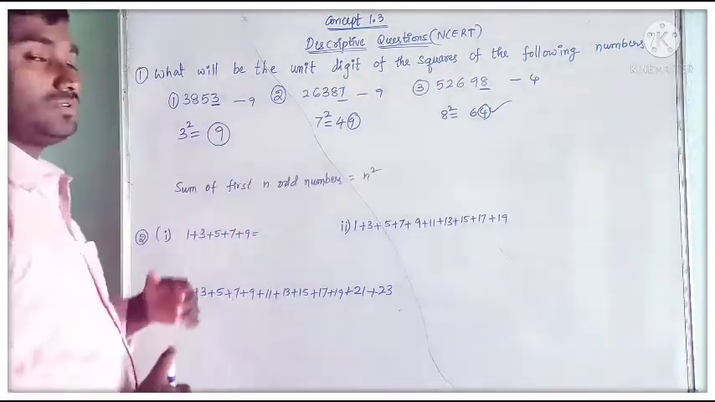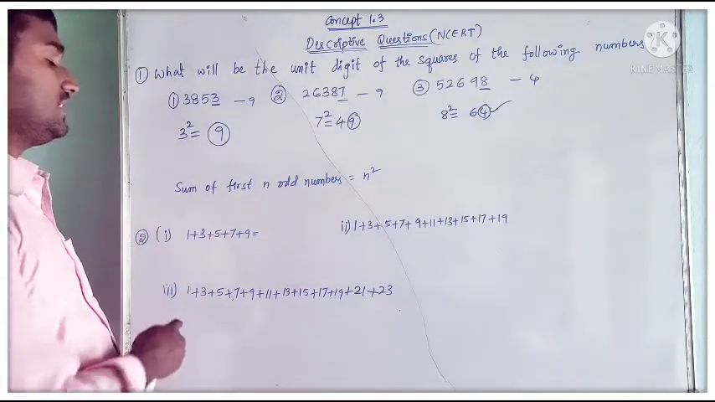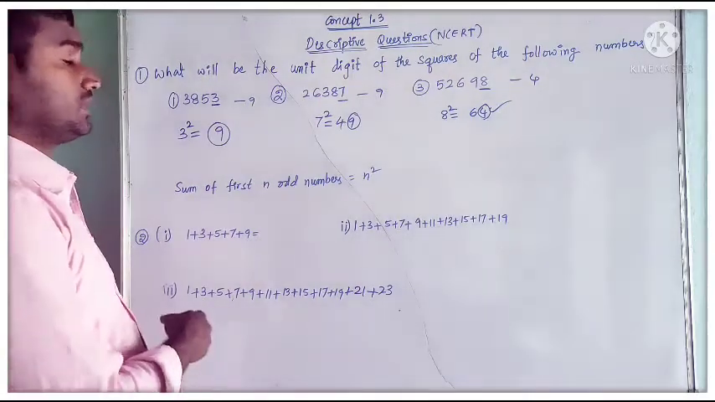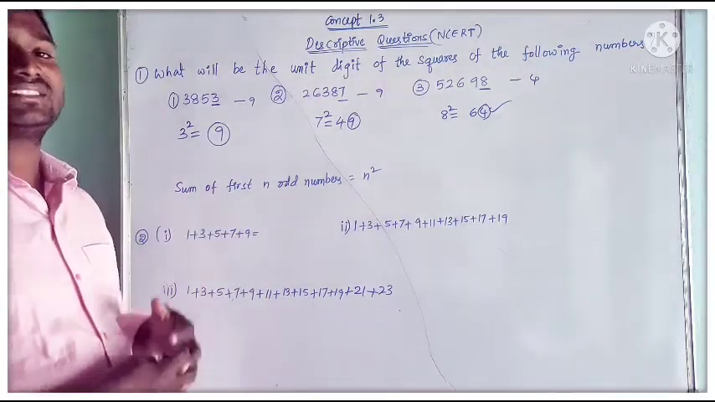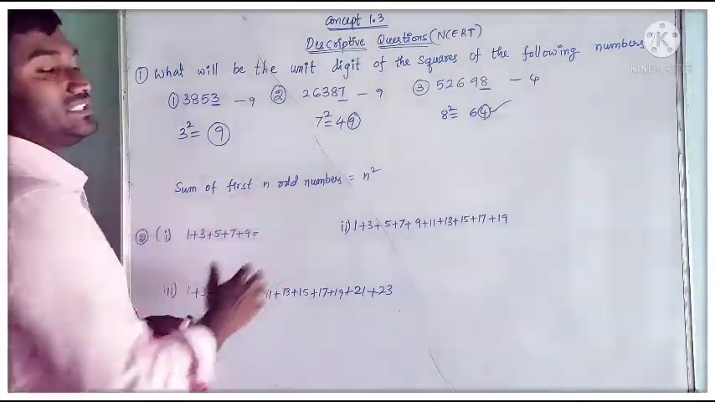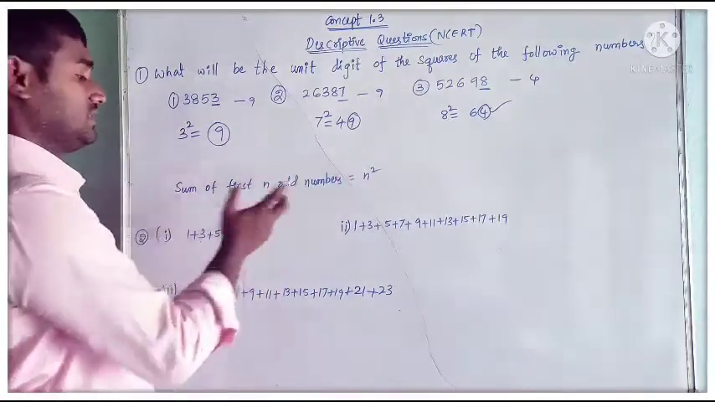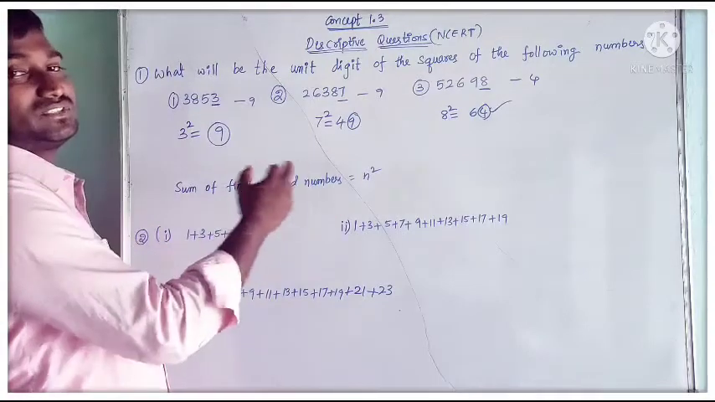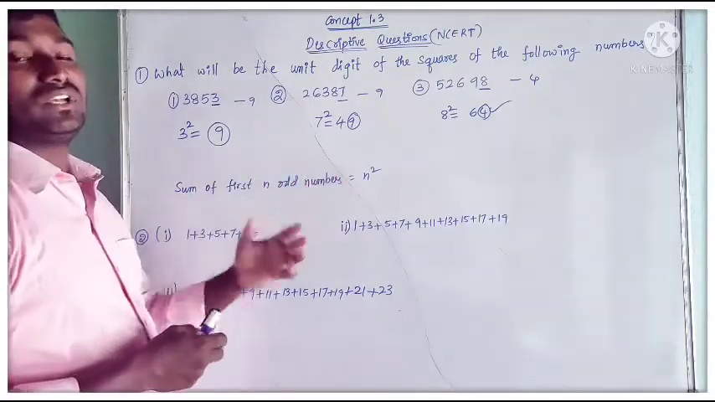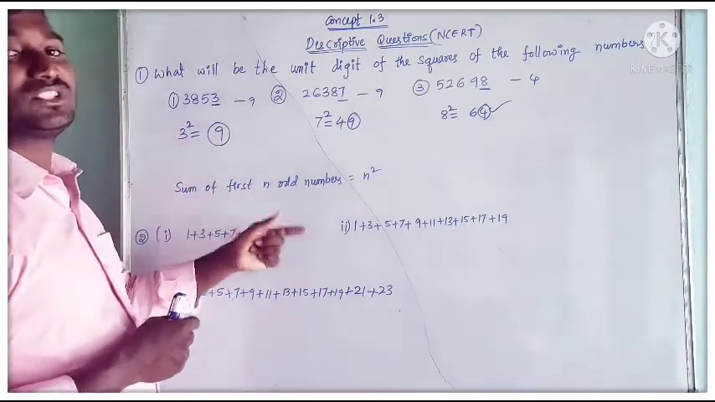Next, I am going to discuss the second question. We have to find the sum without adding. We have a formula to find that sum without adding: the sum of the first n odd numbers is equal to n square. How many numbers do we have? n numbers means n square. Suppose 3 numbers means 3 square. If the first 3 odd natural numbers are there, we write 3 square. First 4 odd natural numbers means 4 square. First 5 odd natural numbers means 5 square.